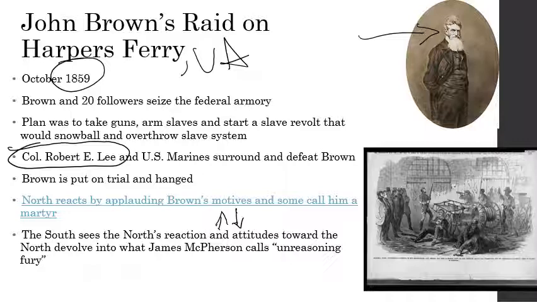So the North reacts by really applauding Brown's motives. They call him a martyr. If you're not familiar with martyr, there's a lot of religious ideas about martyrs, that they die for this specific cause that's very important to them and that they should be revered. And the South sees the North's reaction and attitudes toward the North devolve into what was sometimes called unreasoning fury, because they say, hey, this guy's a terrorist.